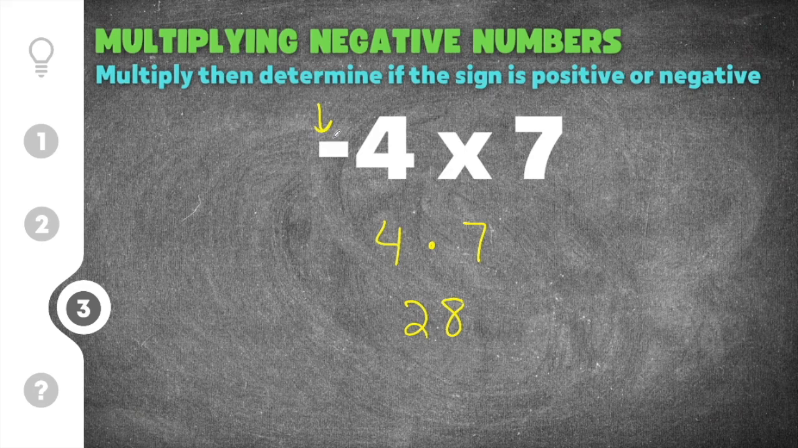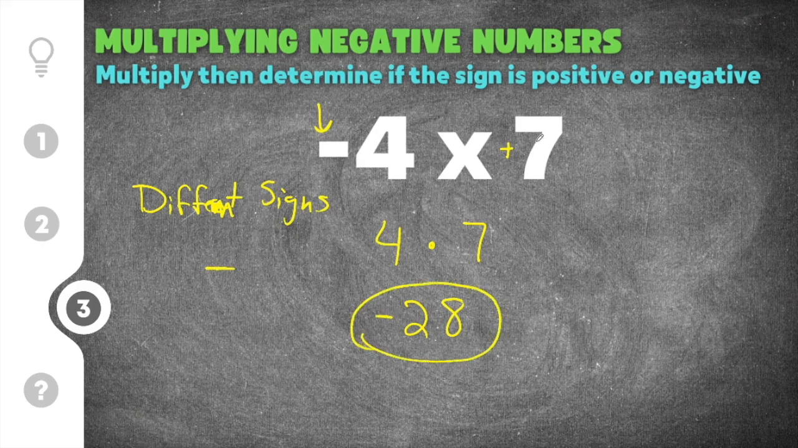So the 4 was a negative, and the 7 is a positive 7. That means they are different signs. And because they have different signs, that means that your answer will be negative. So this is going to be a -28. And -4 times +7 is -28 because these two have different signs. And because they have different signs, your answer must be negative.